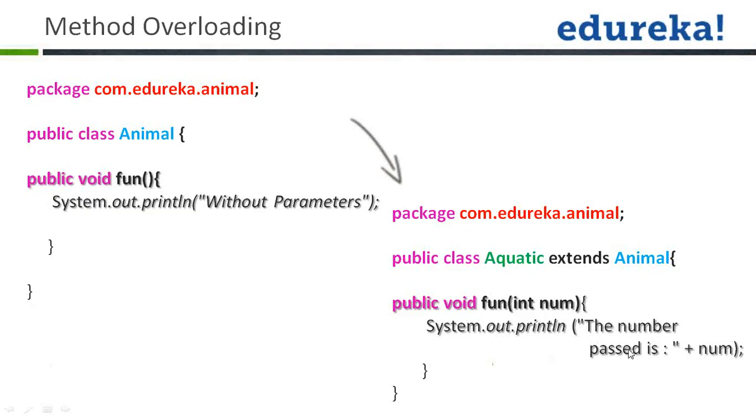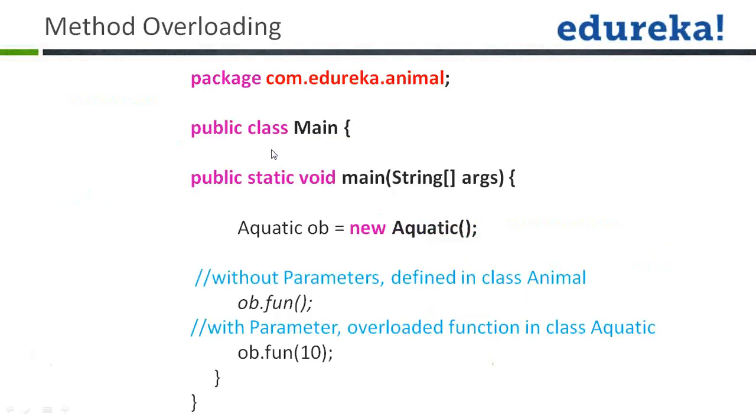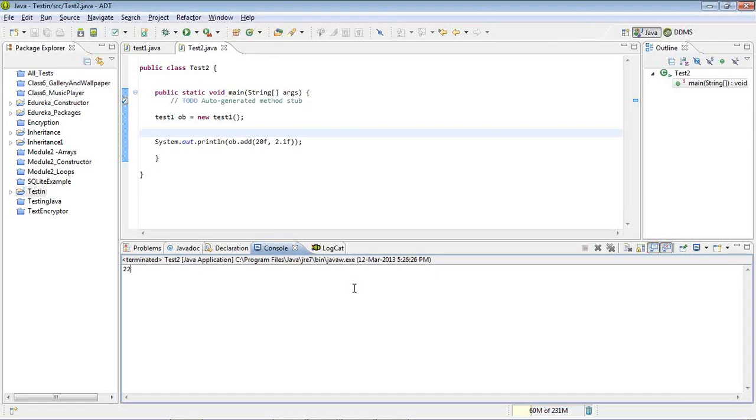So we have one class animal, and the second class aquatic. Aquatic is extending the class animal, and we have a function with the same name in the first one as well as in the second one. The first one is not taking any parameter, the second one is taking an integer value. Moving on, in the main method I created an object of the second class, ob equal to new aquatic. First I called the function without parameters, and then I called the function with parameters, using the same object. This function is defined in the super class and this function is defined in the aquatic class itself. Let's go to Eclipse and try to understand that.